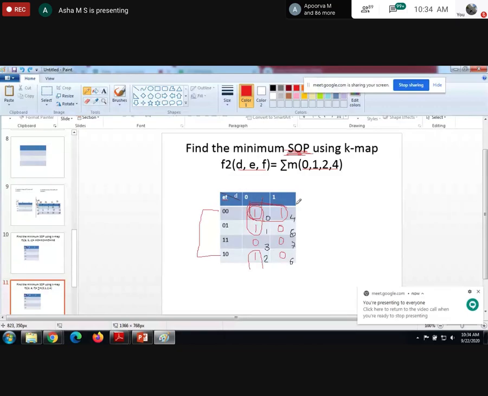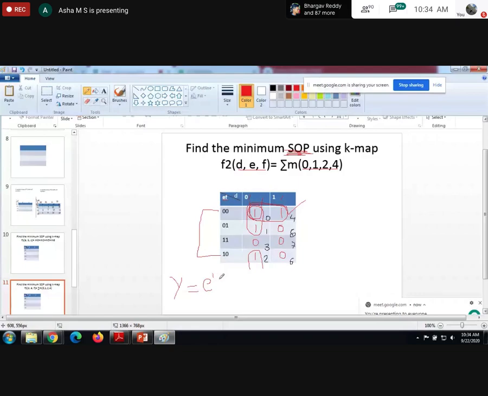Okay, now grouping is done. Write down the SOP now. Let me write for this grouping. If I take this grouping, this 0 and 1 will get cancelled. D bar and D will get cancelled. I am left with E bar, F bar, or E dash, F dash, plus the next grouping.